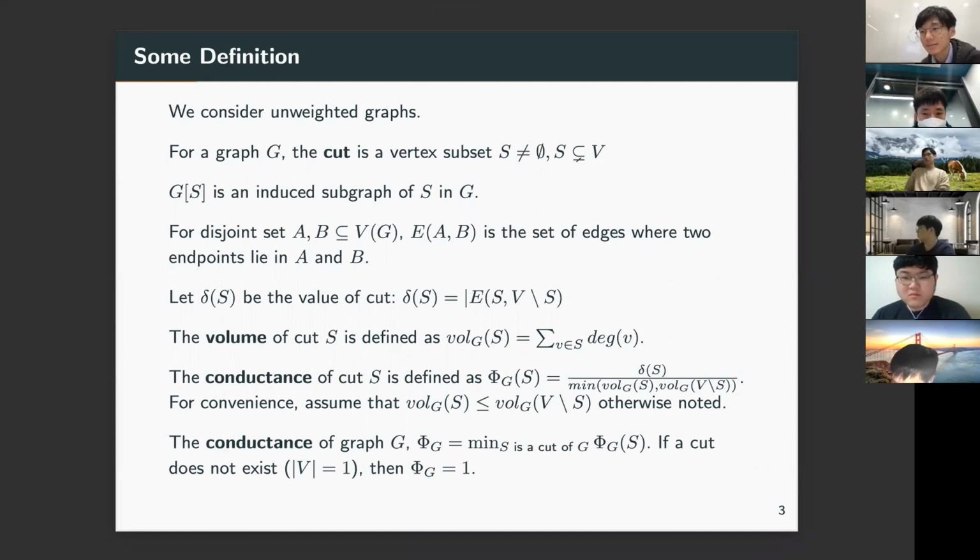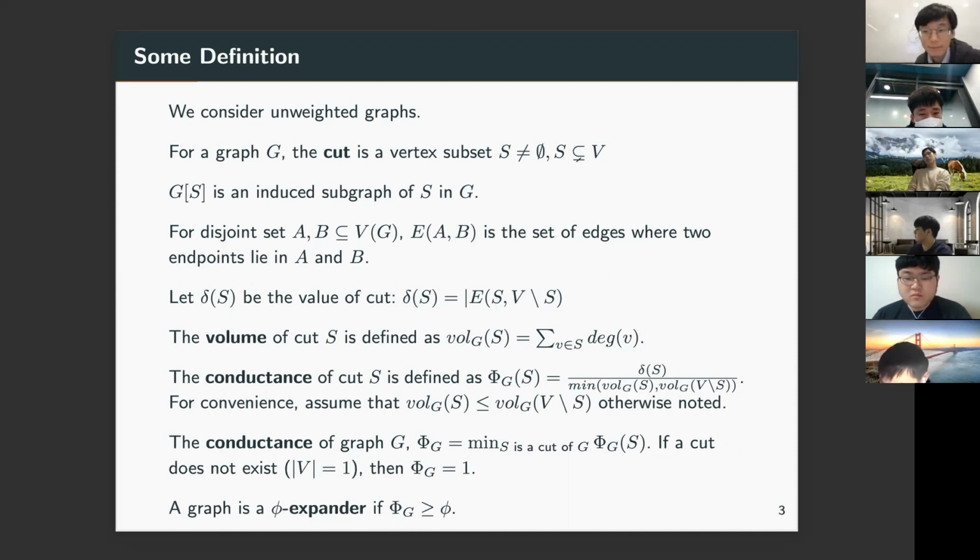I think this is obvious in a sense that when you take the volume, and when you think about the minimum overall value of cut, then the minimum cut is defined like that. So that is an obvious definition of how you extend the conductance of the cut toward the conductance of the graph. If the cut does not exist, we conventionally call it 1, but it doesn't really matter.